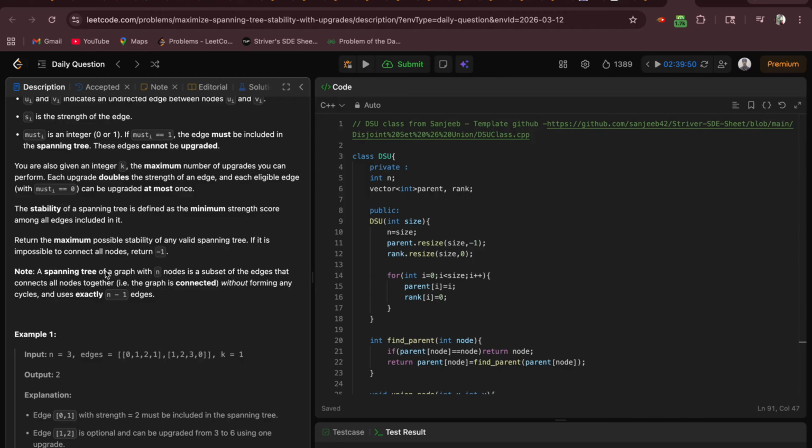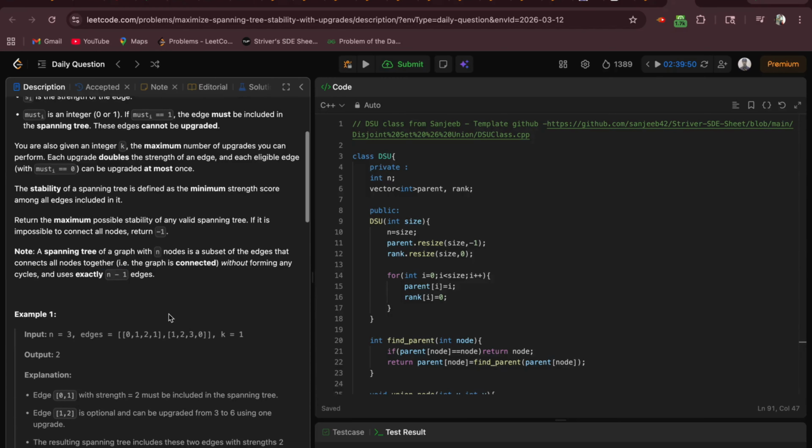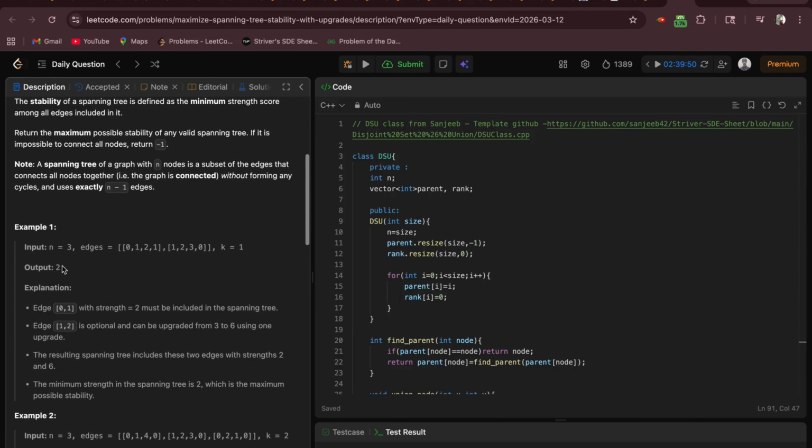A spanning tree is a graph where, if there are n nodes, it will have n minus 1 edges, and the graph is connected. Another characteristic of a spanning tree is that there won't be any cycle. So that's what is explained here. Let's go over the example.